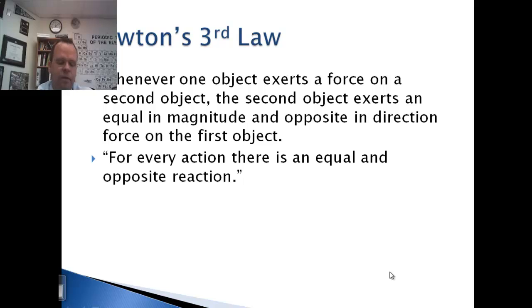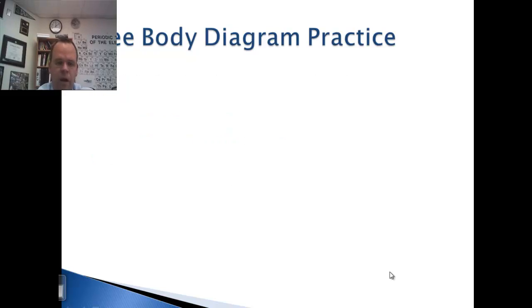So while this phrase, for every action there's an equal and opposite reaction, is helpful, this does not give us the full details. So it's important that you understand the full details of what we're looking at. When we start to draw free body diagrams, understanding where these pairs of interactions are coming from will be very important in helping us draw these diagrams. So let's look at a lot of examples of these diagrams.